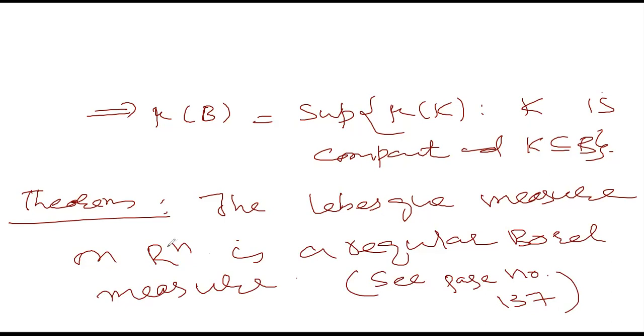Clearly, mu of a compact set must be finite, because every compact set of Rn is bounded, so it must be contained in a certain closed interval of Rn. So that means its measure must be finite. That first property is trivial. The second is also not too difficult, but you have to verify the third property: the measure of the open set is equal to the supremum of mu of K, where K is compact and K is a subset of the open set O.